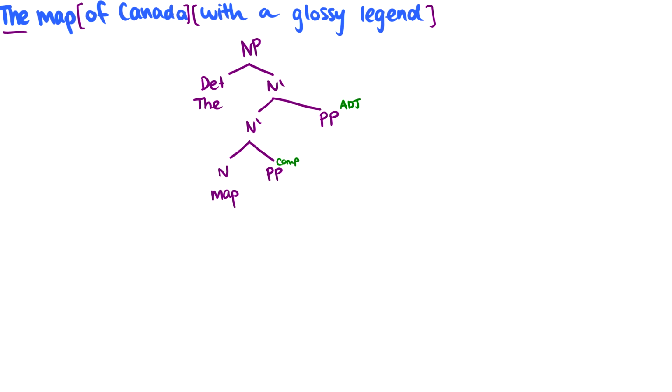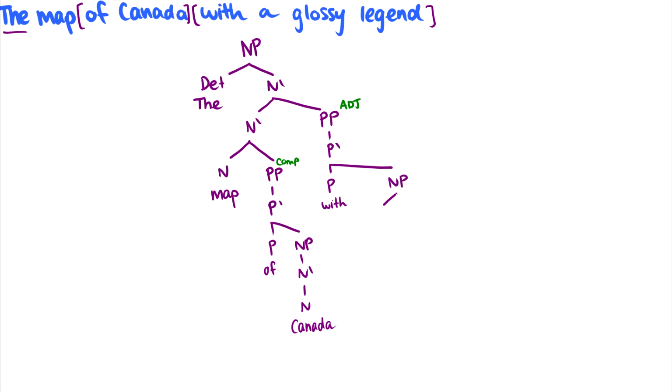Okay, so let's do the complement of Canada. So again, of is the head of the preposition, and Canada is the complement of. So we've actually seen this example before, so we can finish this off like we had before. So map of Canada with a glossy legend. Okay, so with a glossy legend. Well, with is, of course, the head of the prepositional phrase, because it is the preposition, and it has to be with something, so that something is going to be the complement. Now we have a glossy legend.